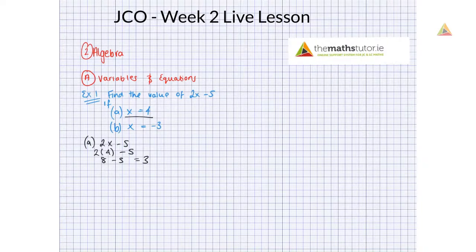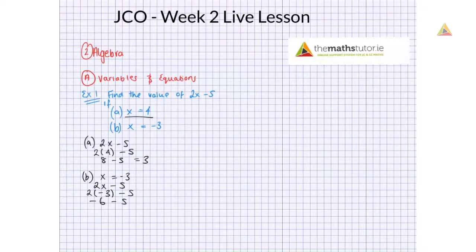The second part then, you're told that x is minus 3. And you're going to write out the equation. So it's 2x minus 5. So anywhere you see x, you're going to put in minus 3. So 2 by minus 3 minus 5. 2 by minus 3 is minus 6. Minus 6 minus 5 gives you minus 11. So that's the answer to the second part.